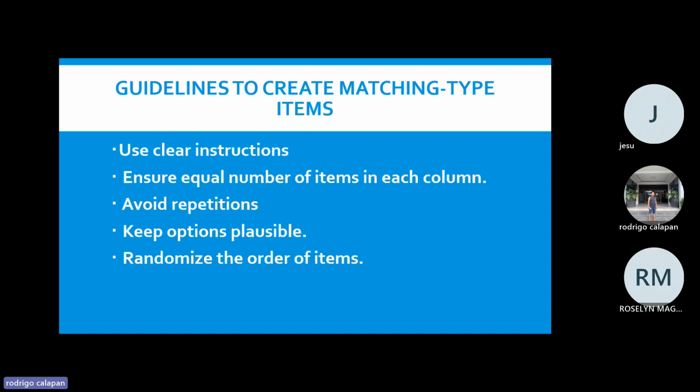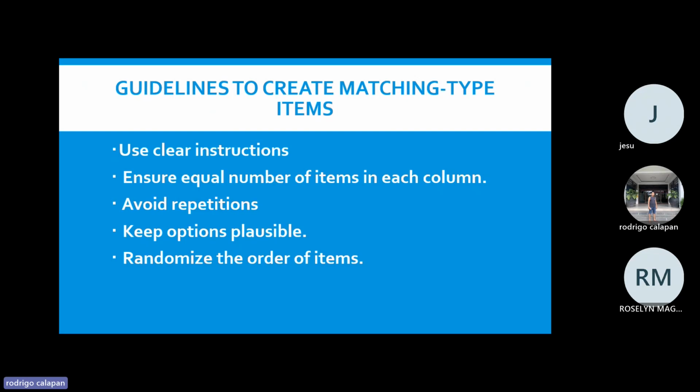And then another thing, you have to avoid repetitions. Make sure each item in the left column matches with only one option in the right column. So avoid duplicating options to maintain a one-on-one correspondence. And of course, keep options plausible. That means we need to provide options in the right column that are realistic matches for the items in the left column. This requires careful consideration of plausible associations to challenge students' understanding.